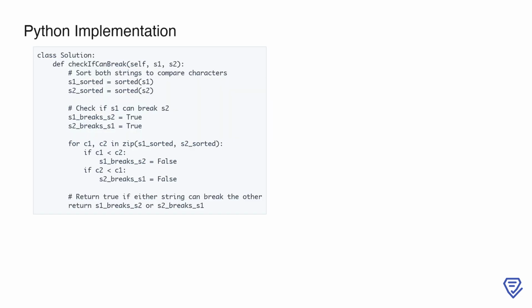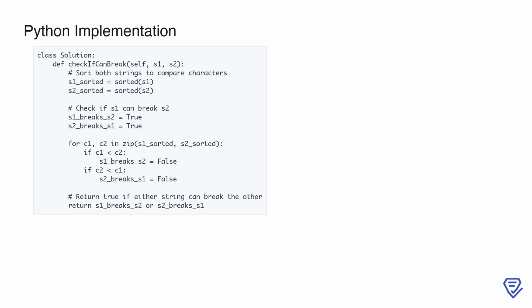This solution solves the problem by leveraging sorting and a comparison-based approach. First, both input strings S1 and S2 are sorted in ascending order. Sorting allows us to compare the characters of both strings index by index in a straightforward manner. Once sorted, the algorithm initializes two Boolean flags, S1 breaks S2 and S2 breaks S1, to track whether either string can break the other. It then iterates over pairs of corresponding characters from the sorted strings using the zip function.